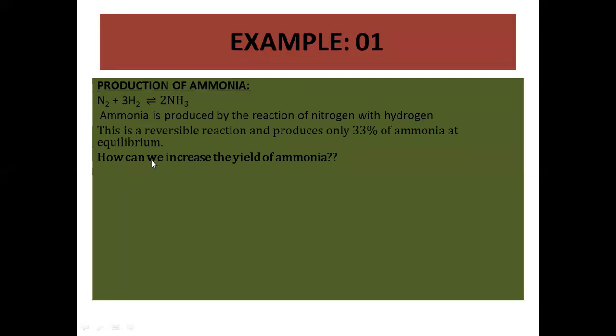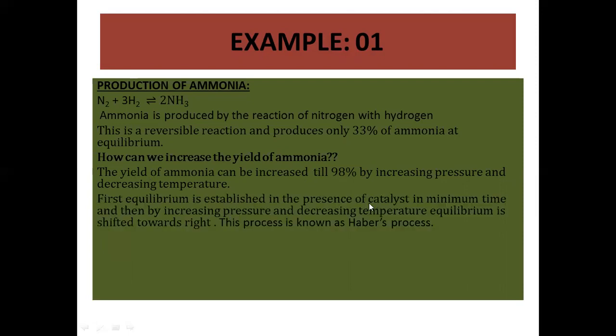So how can we increase the yield of ammonia? We can increase the yield of ammonia by using the Le Chatelier's principle. By using the Le Chatelier principle, the yield of ammonia can be increased up to 98%. How? By increasing pressure and by decreasing temperature. First, equilibrium is established in the presence of a catalyst in minimum time, and when equilibrium is established, then by increasing pressure and decreasing temperature, equilibrium is shifted towards right. This process is known as Haber's process.